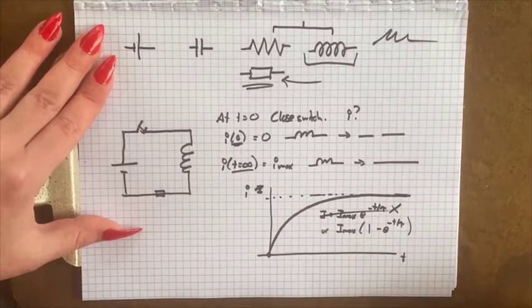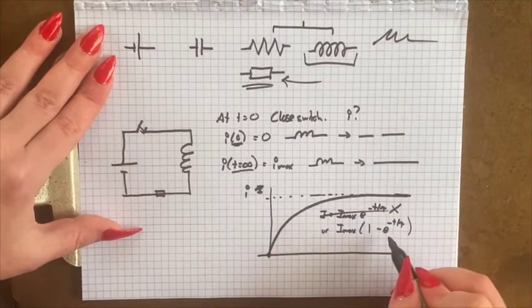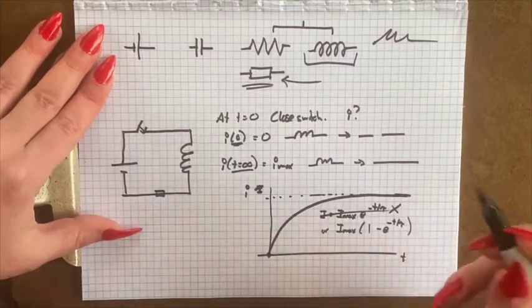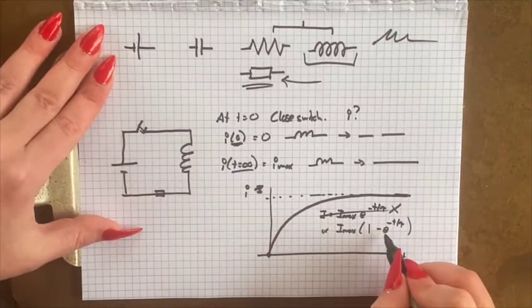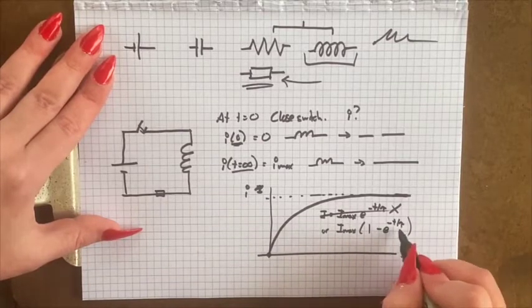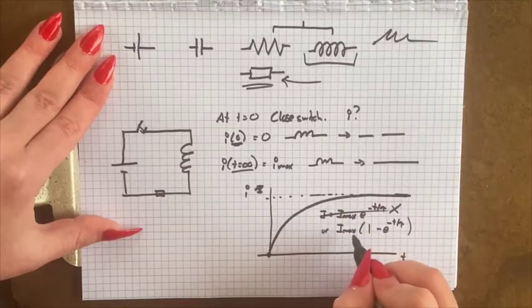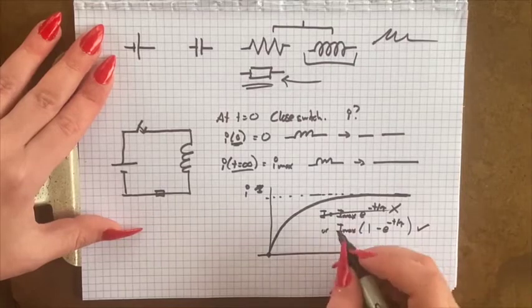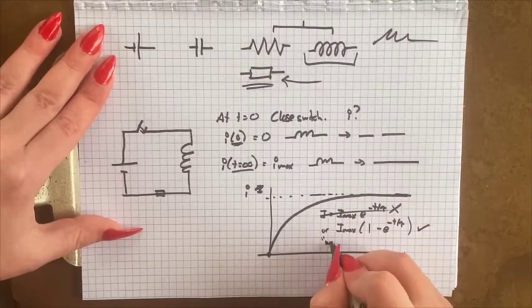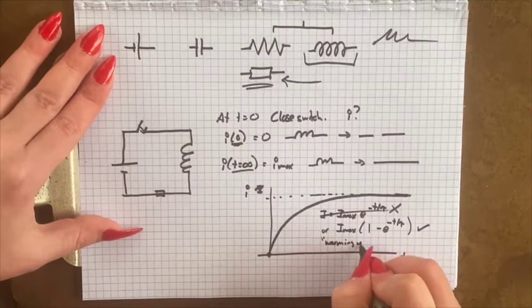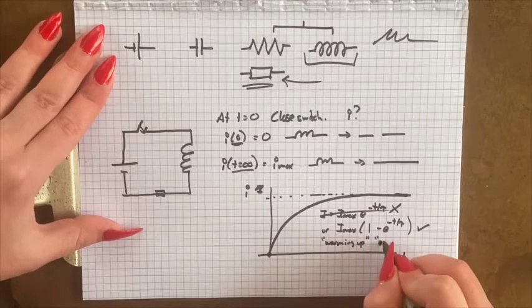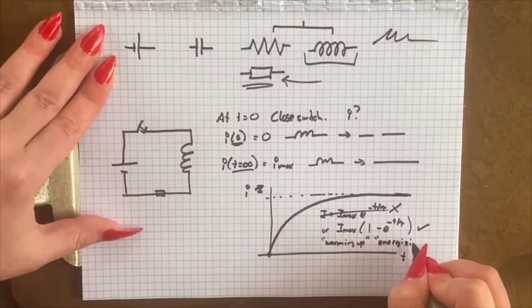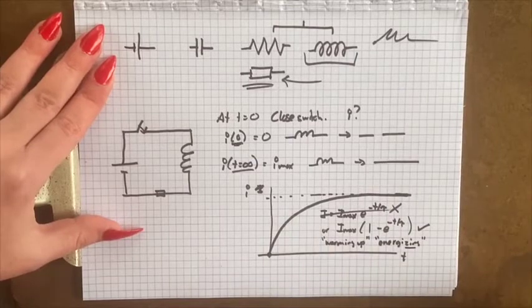No. Just for completeness, e to the 0 is 1, 1 minus 1 is 0, I equals 0. That's our correct formula for the, I don't want to call it charging, so let's say it's either warming up, or maybe the energizing inductor.